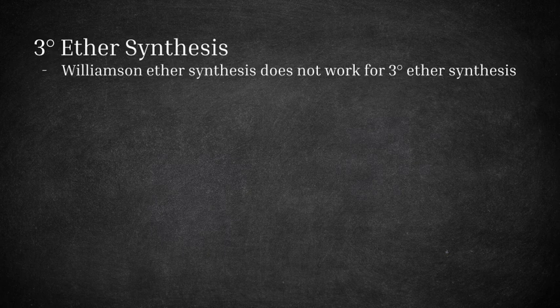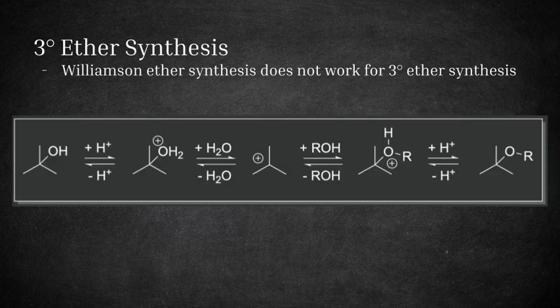Instead, we can employ the SN1 mechanism to form more substituted ethers. In this reaction, the leaving group departs from the substrate, resulting in the formation of a tertiary carbocation intermediate. Provided this carbocation is stable and does not undergo rapid rearrangement, it can then be attacked by the oxygen of an alcohol in a Lewis acid-base reaction to form a protonated ether intermediate. Subsequent deprotonation yields the ether product.